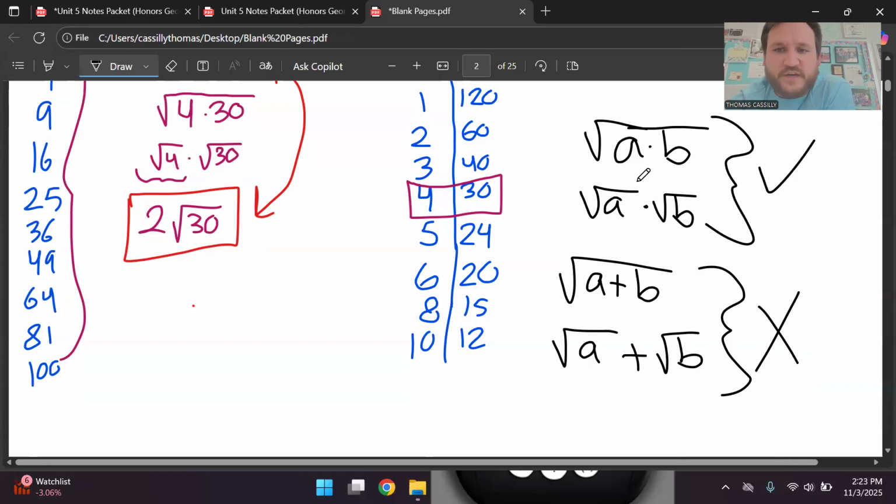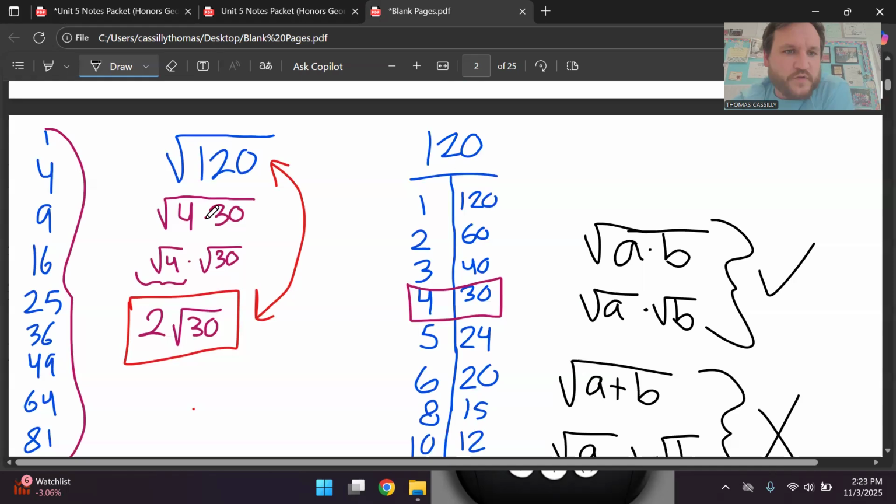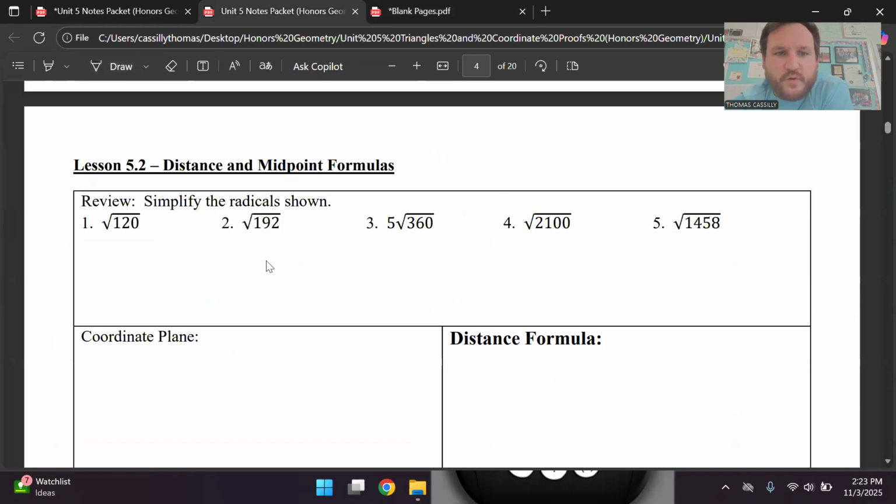The rules for multiplying and adding are always different in every aspect of math. So this is a very, very common mistake that people are going to make. So don't let that be you. We're always multiplying numbers here. So 120 is the same thing as 4 times 30. So the square root of 120 is the same thing as the square root of 4 times the square root of 30. So that's what's going on with these.